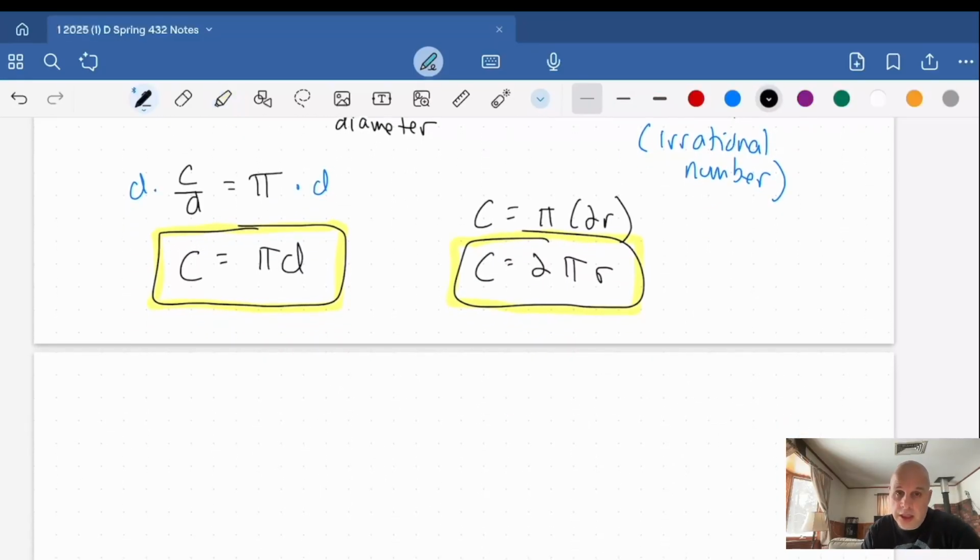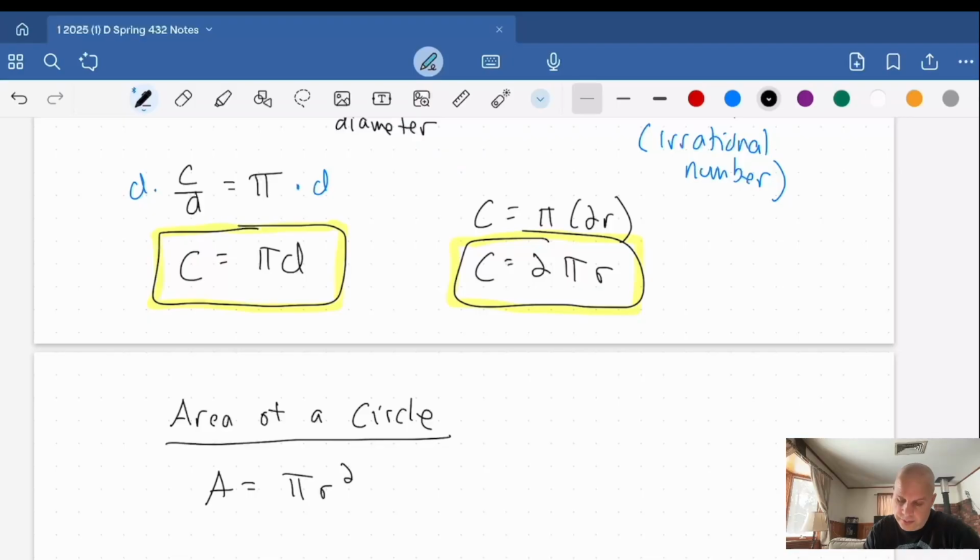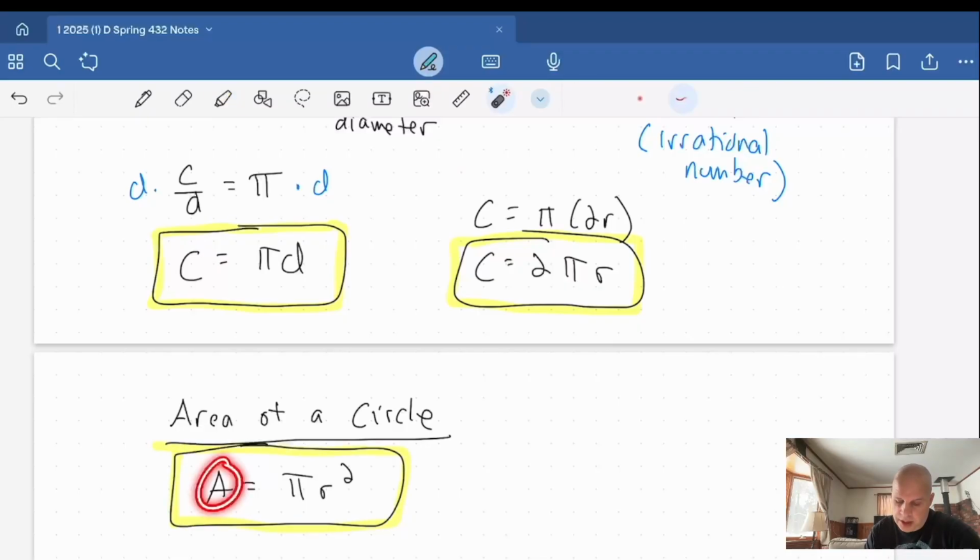Now, the area of a circle, that formula is given by A equals pi r squared. The area of the circle is equal to pi times the square of the radius. Now, to get that formula, getting a direct algebraic derivation is a little bit beyond the scope of this course.